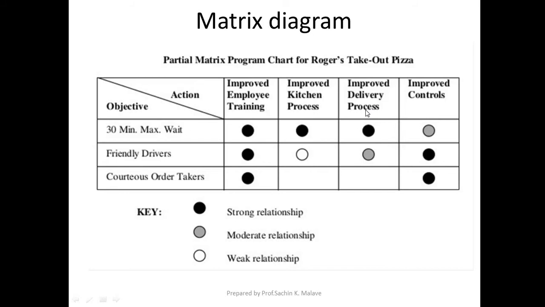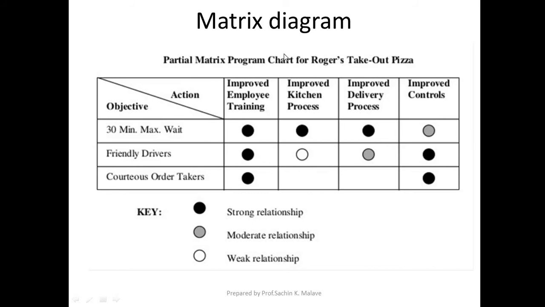So there is a matrix diagram in front of you. This is a partial matrix program chart for Rogers Takeout Pizza. Okay, so this is some data related to a pizza shop. These are the columns, these are the rows. These are the objectives, these are the actions to achieve these objectives. So objectives are written here, actions are written over here.